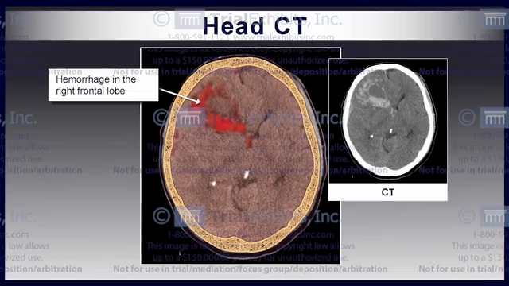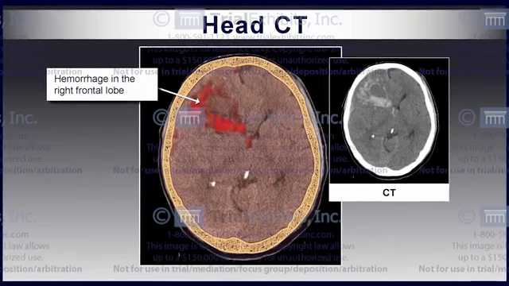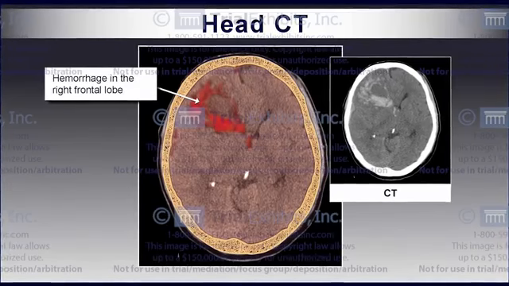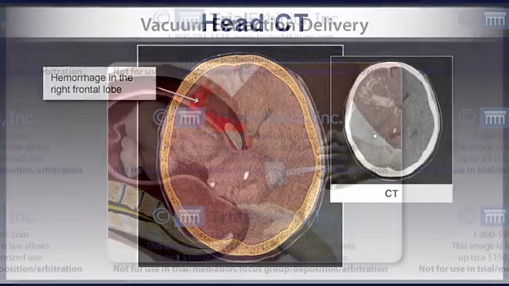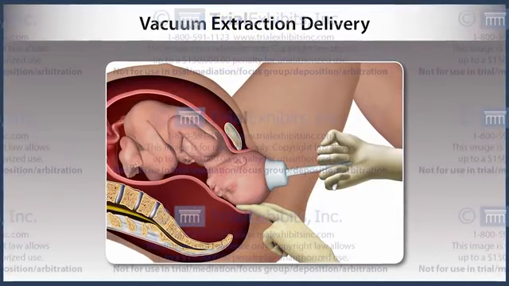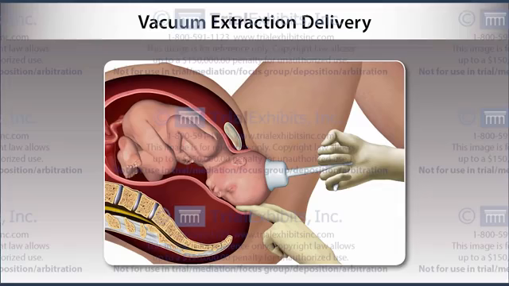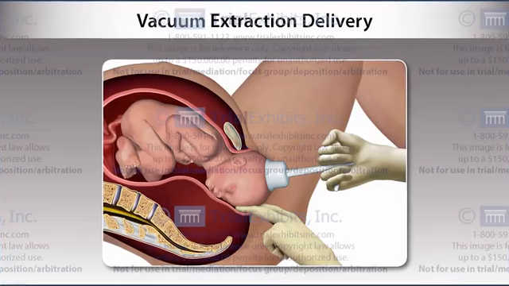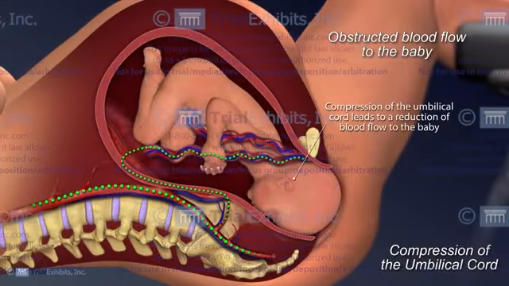In this case, it was claimed that the errors committed by the doctor during delivery of this child resulted in permanent brain damage. Specifically, the claim was that the brain was injured during the use of a vacuum extractor. Trial Exhibits was asked to create a presentation of an alternate theory to show that the injury of this baby occurred much earlier due to umbilical cord compression during the mother's contractions.